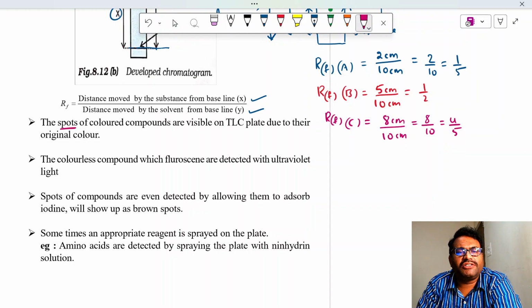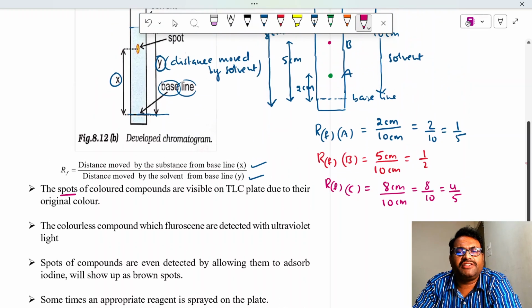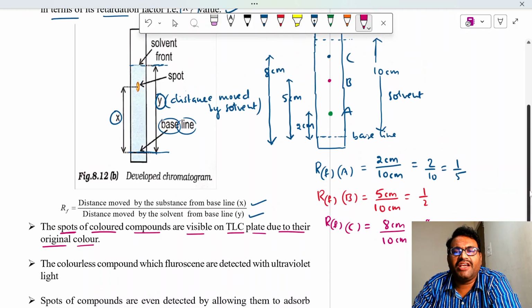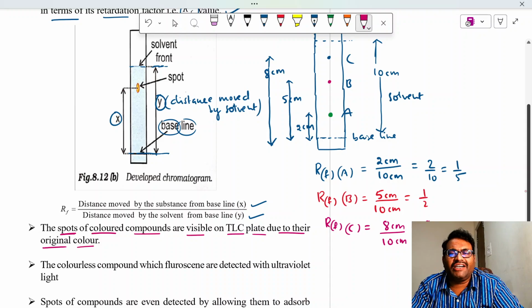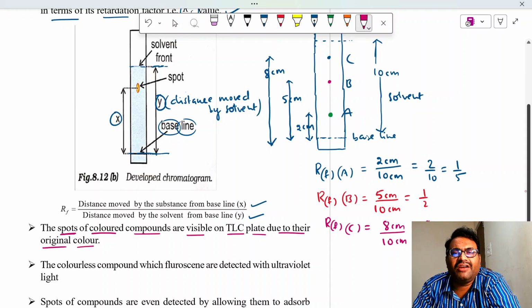So we are finding the spots, A, B, C, the separated spots. The spots of the colored components are visible on the TLC plate due to their original color. For example, A has green color, B has some pink color, C has blue color. So if the compounds are colored, they directly appear in their original colors.